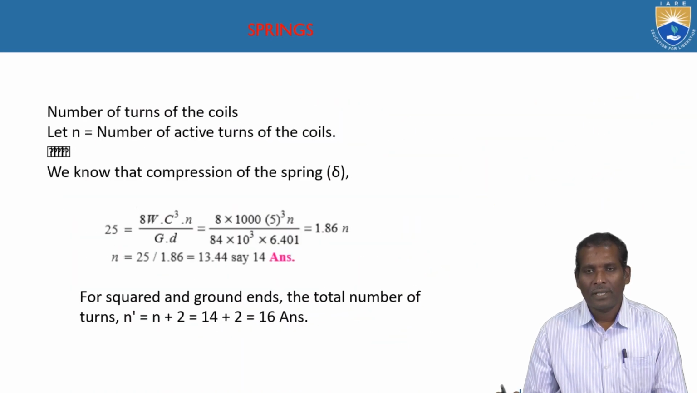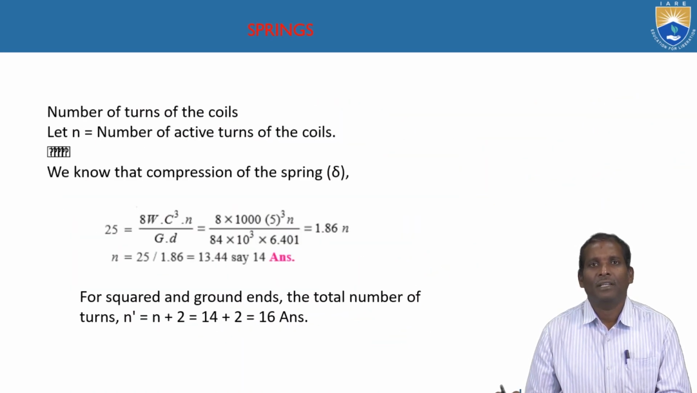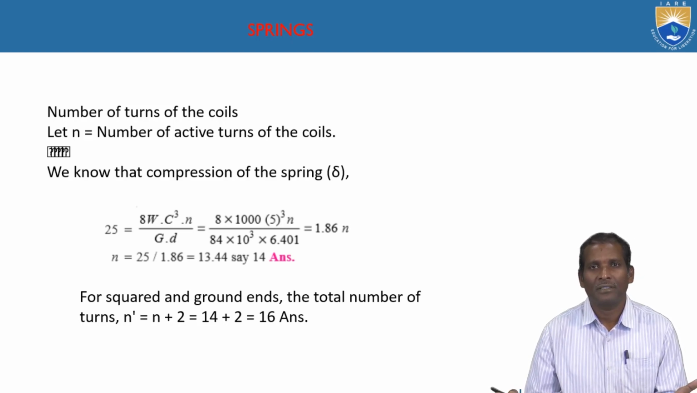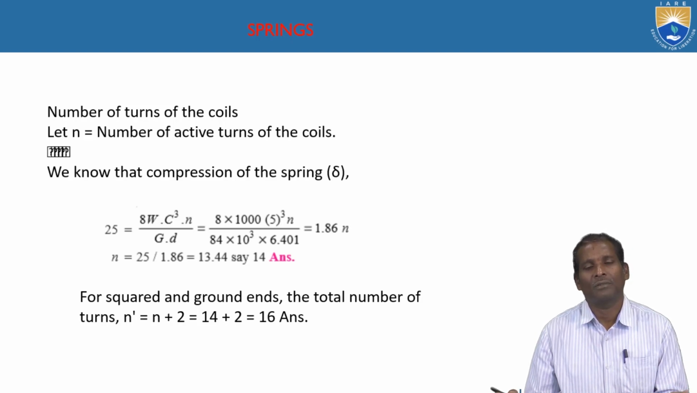Clear? So next one is you have to find the number of turns of the coil. So it's n, the number of active turns of the coil. This total number of coils you may calculate based on the end conditions. So there are four types of end conditions. We have already discussed them in the theory part. So based on the given condition, you may calculate the total number of turns.